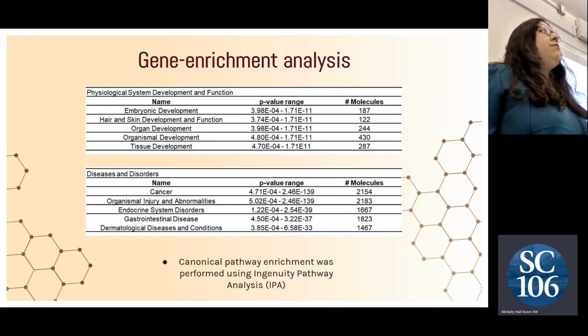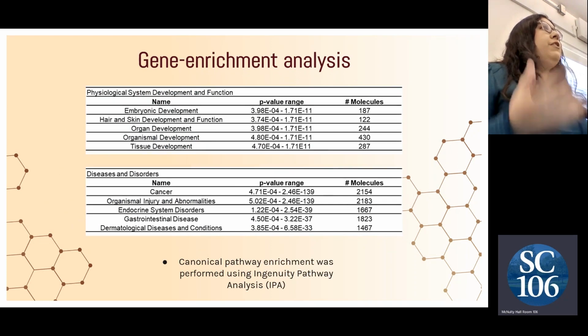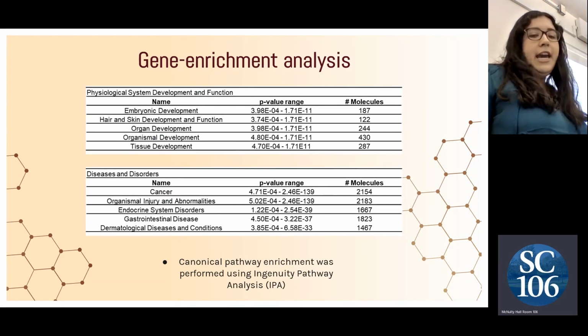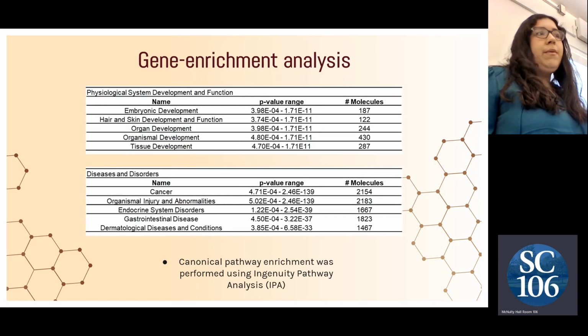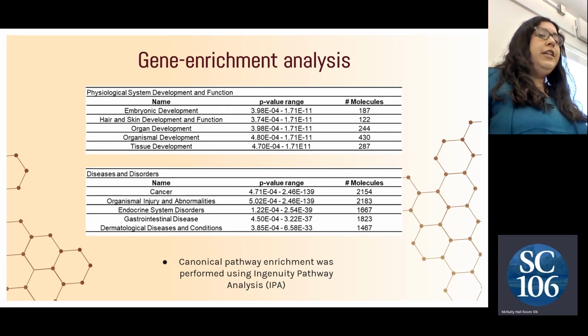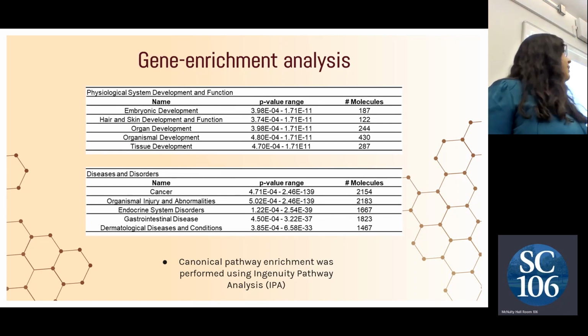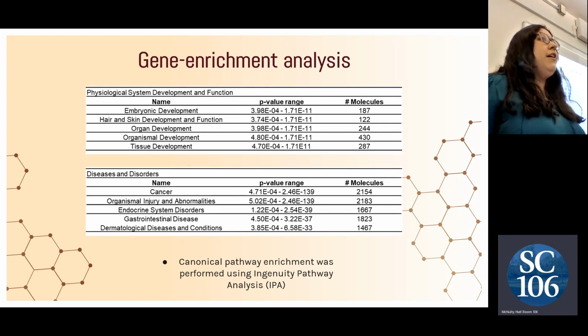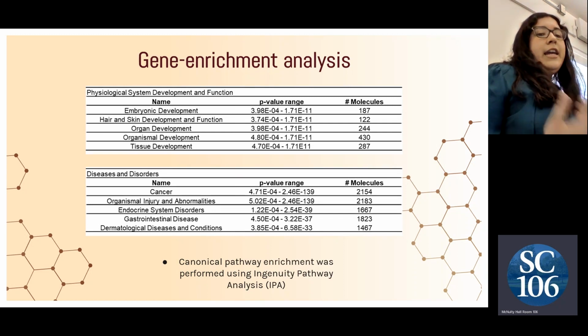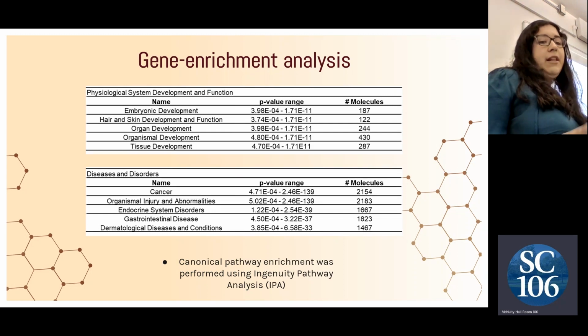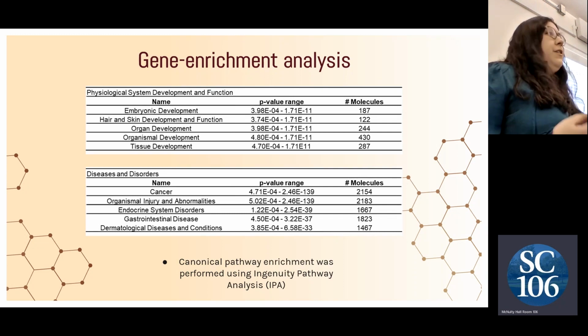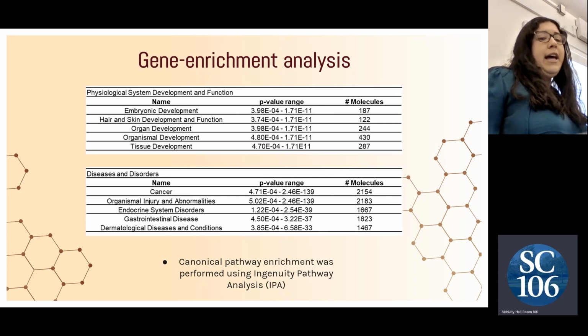So going into our gene enrichment analysis, we put our DEGs into IPA and we ran a canonical pathway analysis. What we were able to get were the physiological system development and functions, as well as the diseases and disorders. Some of the more significant ones, as you can see here, are embryonic development, integumentary skin development and function, as well as organ development. And for diseases and disorders, we have cancer and organismal injury and abnormalities.